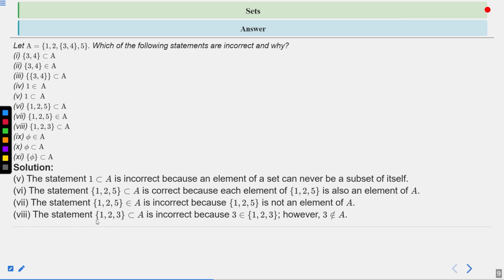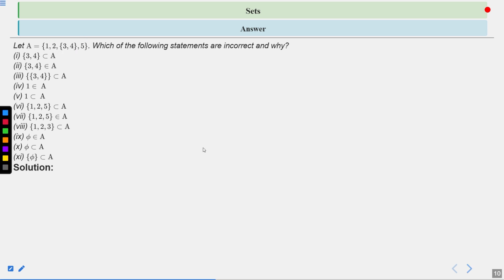For eighth, this set {1, 2, 3} is a subset of A. Incorrect. Why? Because 3 belongs to this set while 3 doesn't belong to set A. As you can see, in set A we have 1, 2, 5 and this complete set belongs to set A. So we have only 4 elements in set A: 3 single elements and a 4th, as you can see, a set. Now for next part. Ninth, 5 belongs to A. As you can see, we do not have 5 as our element. So 5 does not belong to A. So incorrect.